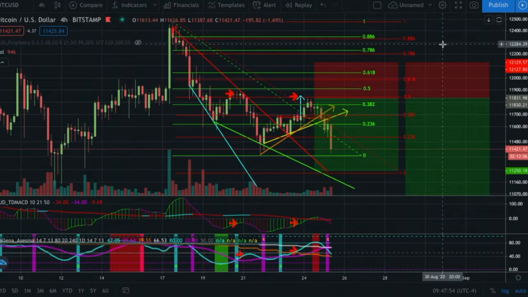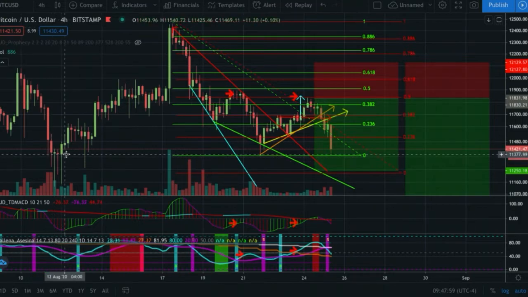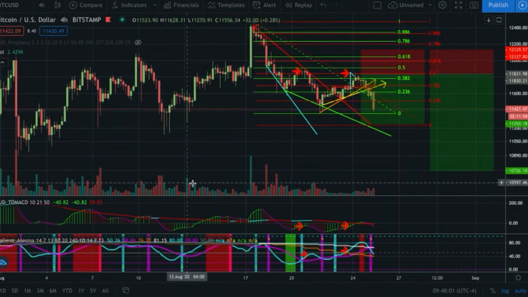That's it for today, guys. We didn't even talk about TA today. This is going to dump. We're going to keep going. Look, we took out the low. We're coming down here. We're getting ready to take out this low. What's going to happen next? Come on, guys.